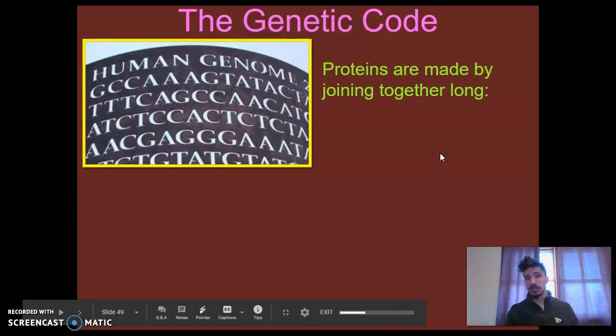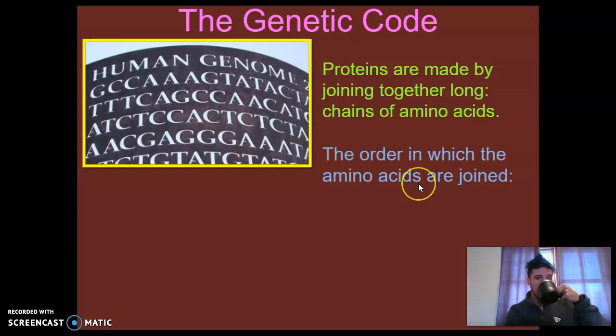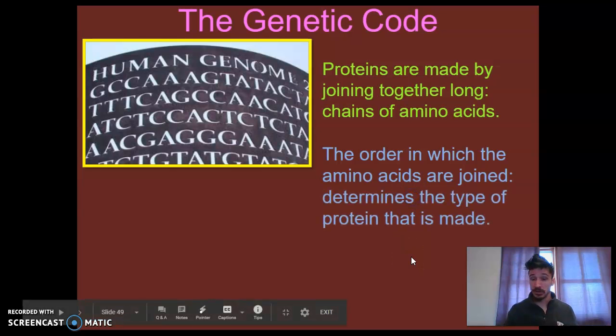Proteins are made by joining together long what? Correct. Chains of amino acids. The monomers of proteins are amino acids. And it's in fact the order in which these amino acids are joined that determines the type of protein that's made, just like the order of nucleotides in DNA determines the genes in that strand of DNA.